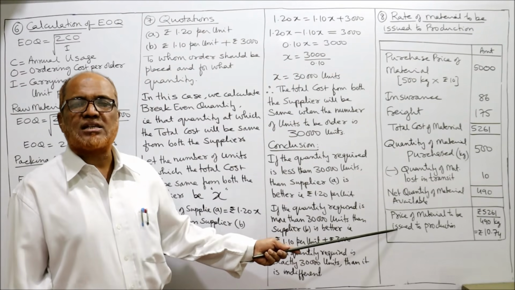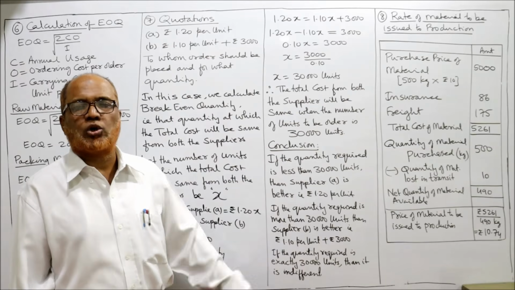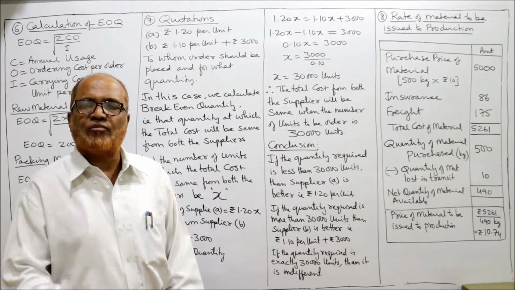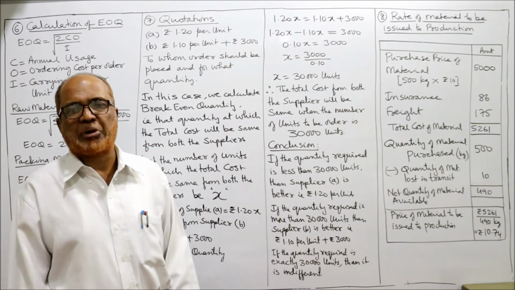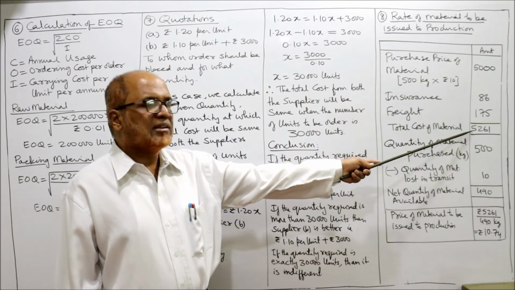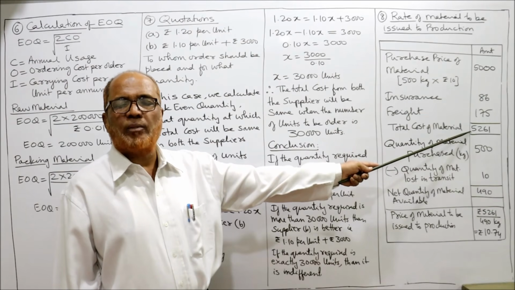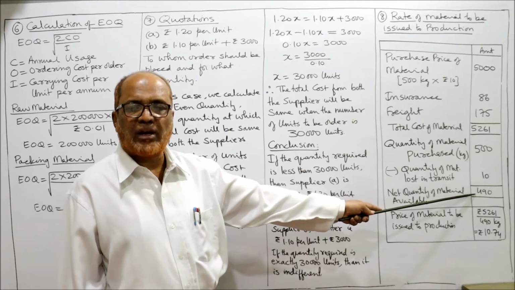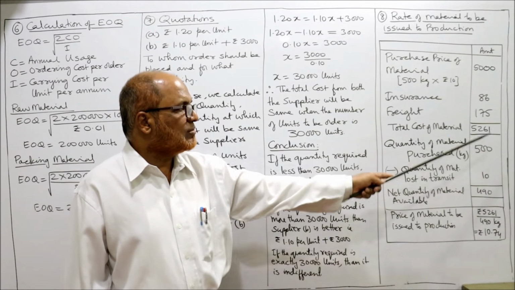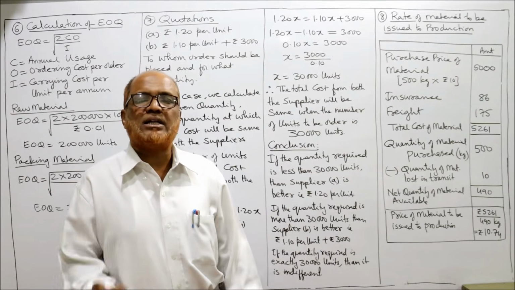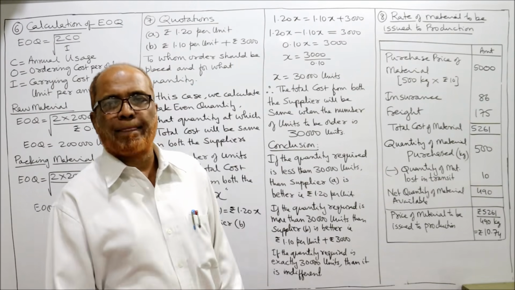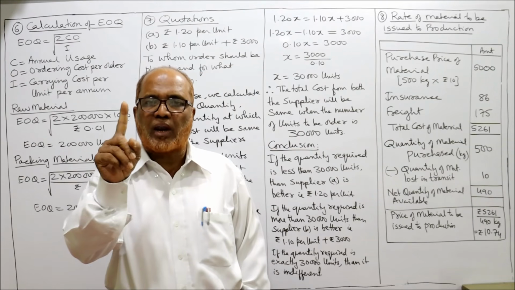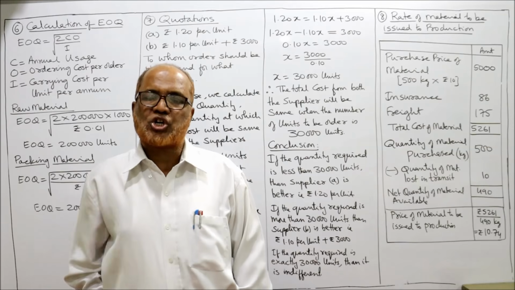Now ultimately it is asking you what is the price of material to be issued to production. What is the price of material per kilogram? So what is the total cost? 5,261 is the total cost. How many kilogram is the net quantity available? 490 kilogram is available. So divide 5,261 by 490, you will get 10 rupees 74 paisa. Rupee 10.74 is the material cost per kilogram to be issued to production.